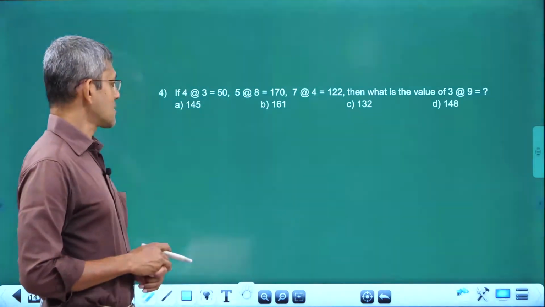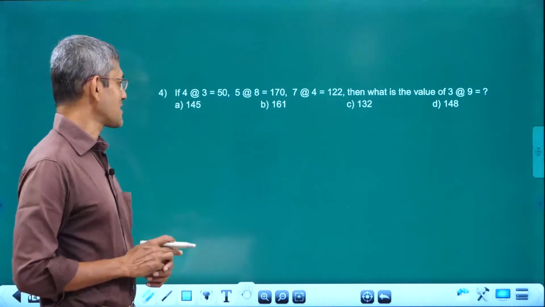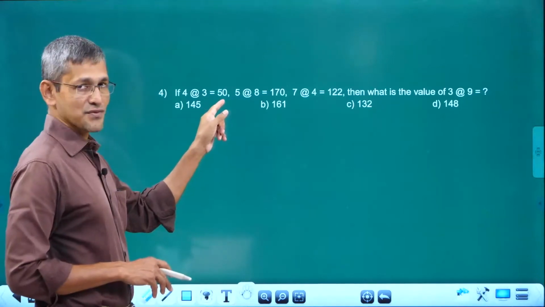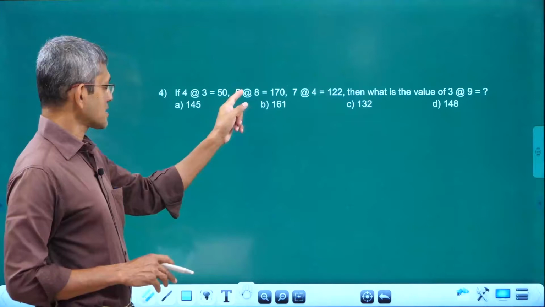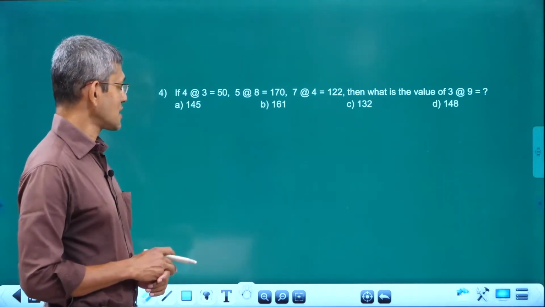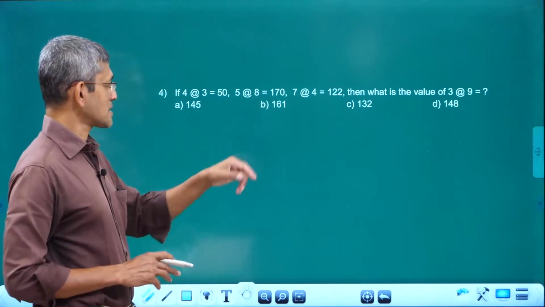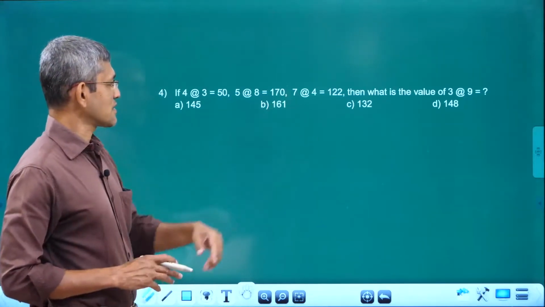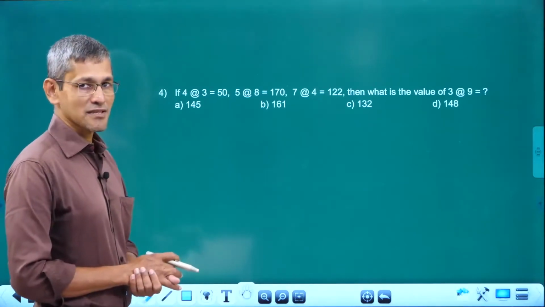4 plus 3 is 7. Okay, so at a glance you can have the answer. 4 plus 3 is 7. And here 4 into 3 is 12. 12 into 4 is 48. This is 50. And 5 plus 8 is 13. So 5 into 8 is 40. 40 times 4 is 160. And that 160 plus 10 is 170. Add 7 and 4. 7 into 4 is 28. 28 and 122. I hope you got it by this time.